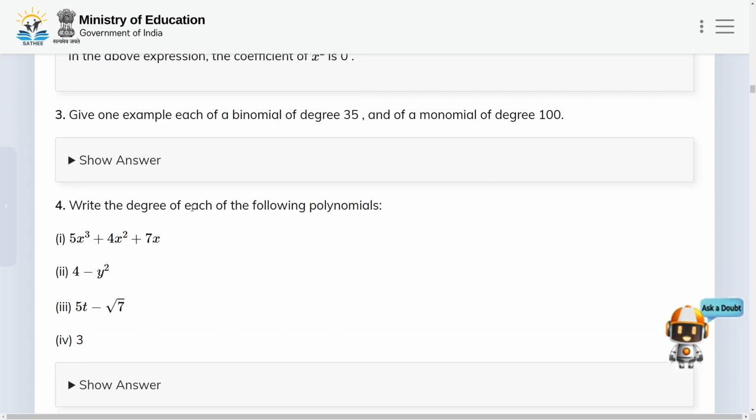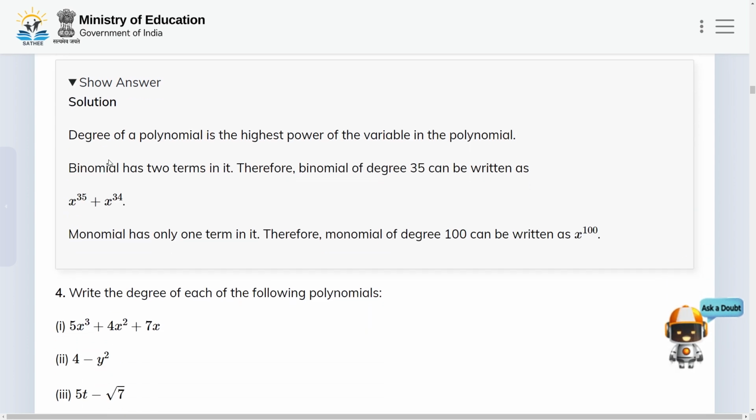Now let us move to the next problem. In the next problem, we have to give an example each of a binomial of degree 35 and a monomial of degree 100. So let us give the example. The degree of the polynomial is basically the highest power of the variable in the polynomial.